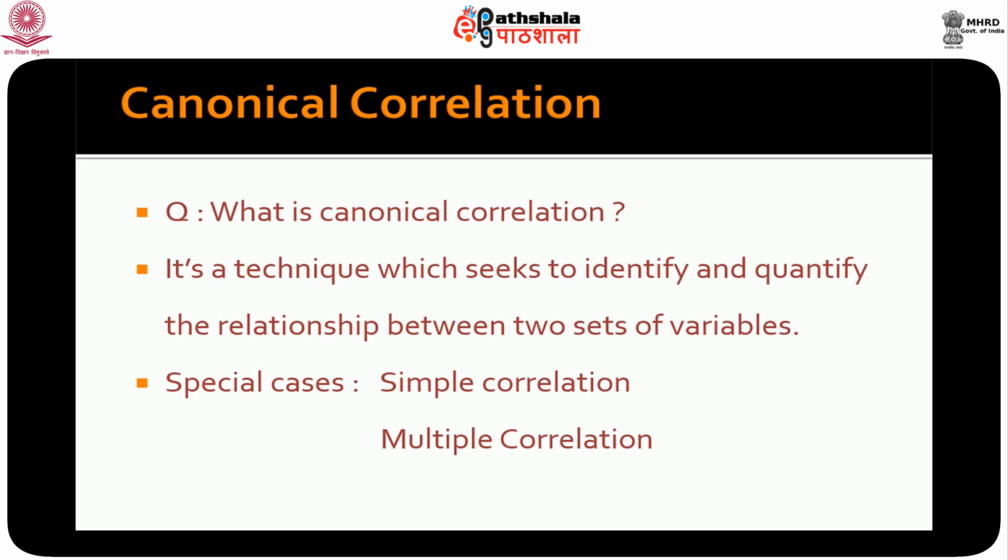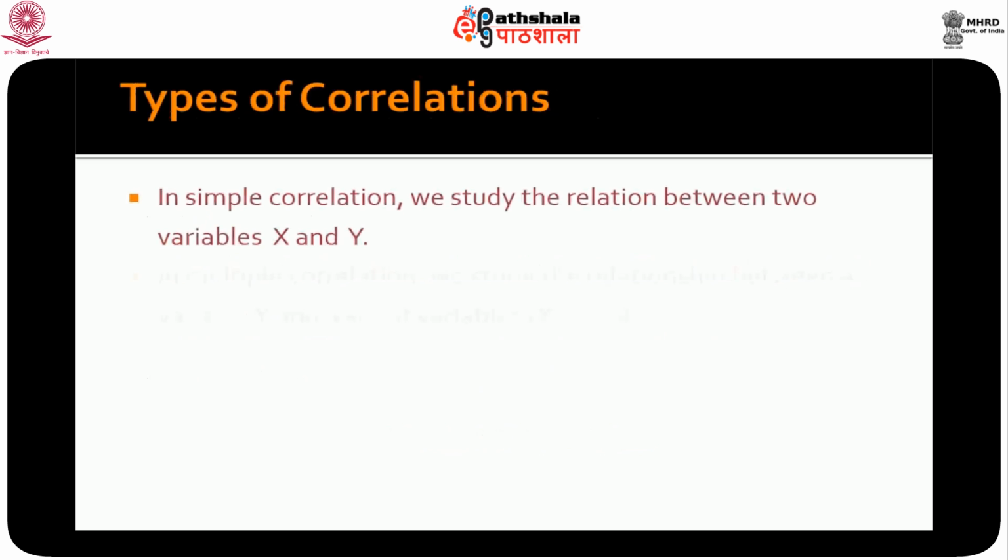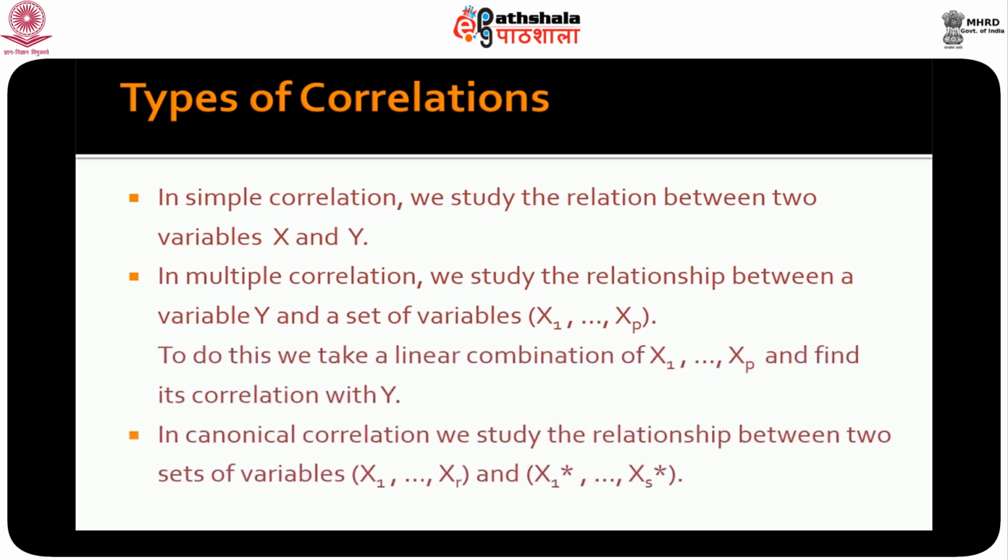What does canonical correlations do? Canonical correlations seek to identify and quantify relationship between two sets of variables. What do we mean by that? Remember that when we look at correlation, it has to be between two variables, x and y. That was a simple correlation that we started with in statistics. Now, later on what we did was we shifted to the multiple correlation. What was the multiple correlation?